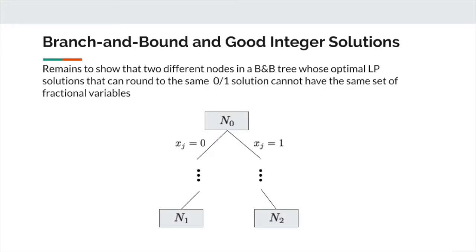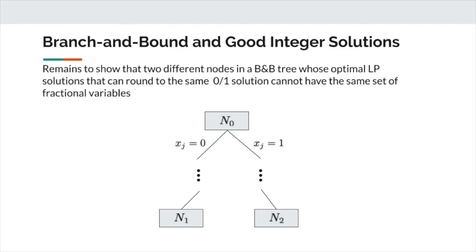And the proof of this statement is pretty simple. So first, consider 2 nodes in a branch and bound tree that aren't descendants of one another. All right, so in this case, N1 and N2. And so look at their most recent common ancestor, so that's N0, and the variable that's branched on at N0, which is xj, right? So N1 has xj equals 0, and N2 has xj equals 1.